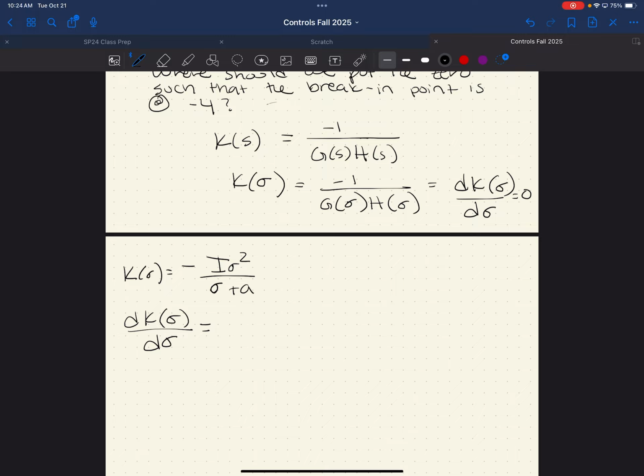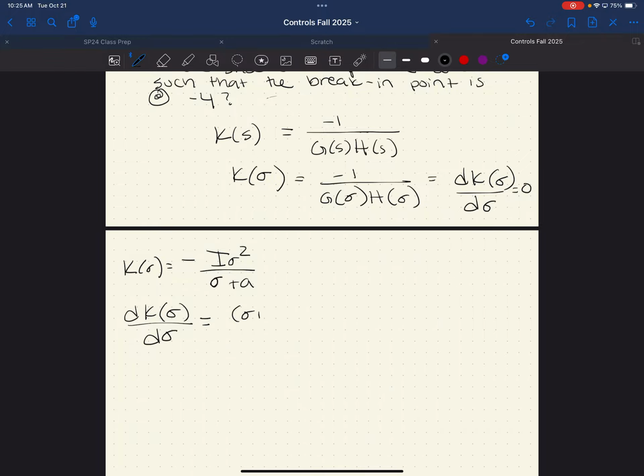What do we have to do to take a derivative of that? Quotient rule. Low d high minus high d low over low low. Okay, so what is low? Sigma plus a. Low d high, so minus 2 sigma. Minus high d low, should just be 1, all over low low. And we need to set that equal to 0.